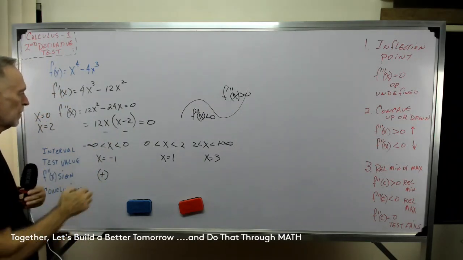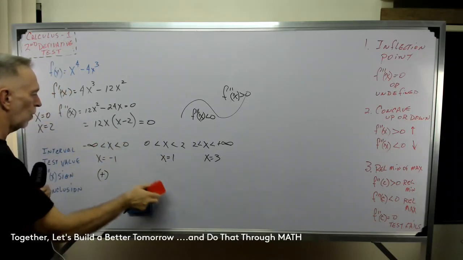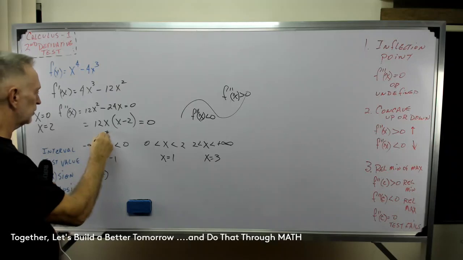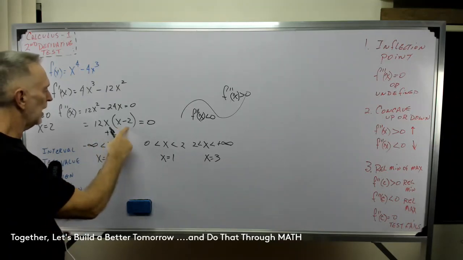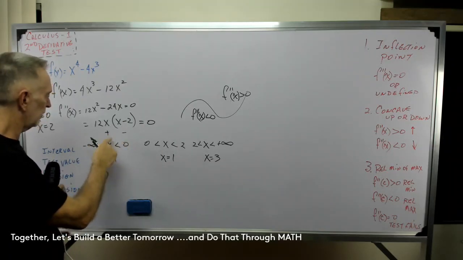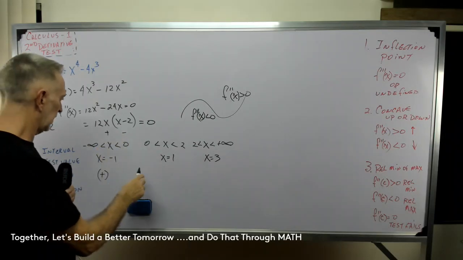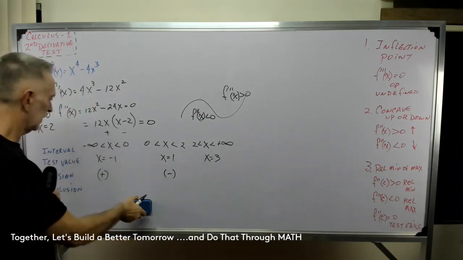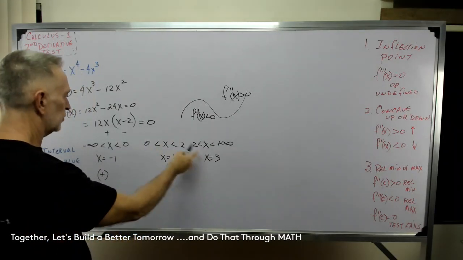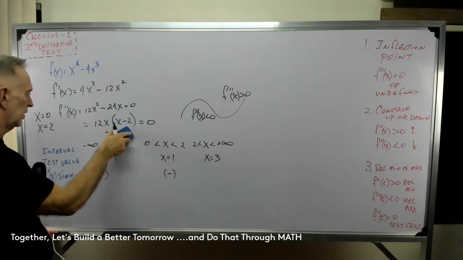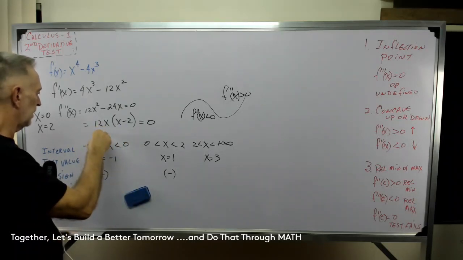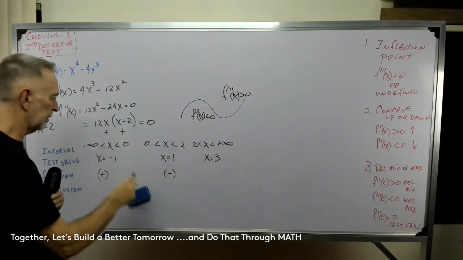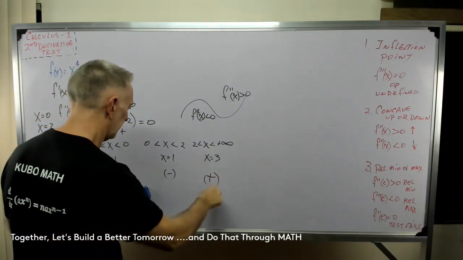All right. Now then, let's take the 1 and put it in there. So I have 12 times a positive 1, which gives me a positive. 1 minus 2 is still a negative. Okay, and positive times negative gives me a negative. And this one, x equals 3. So I've got 12 times 3, that's positive. 3 minus 2 is 1, that's positive. Positive times positive gives me a positive.